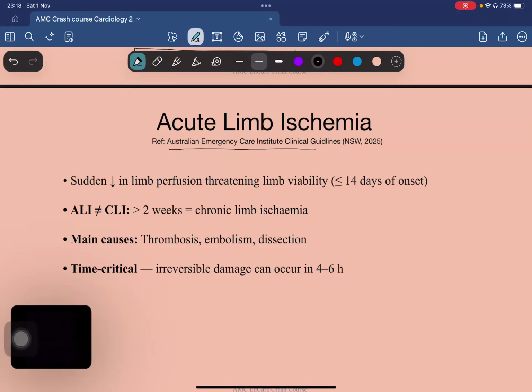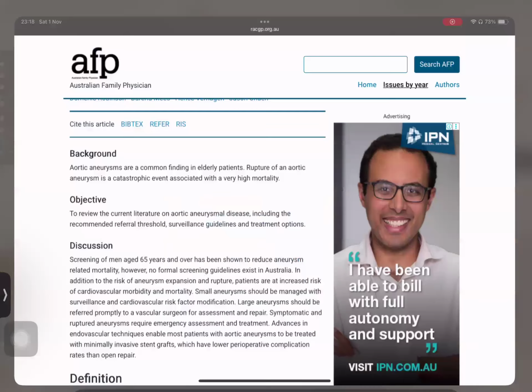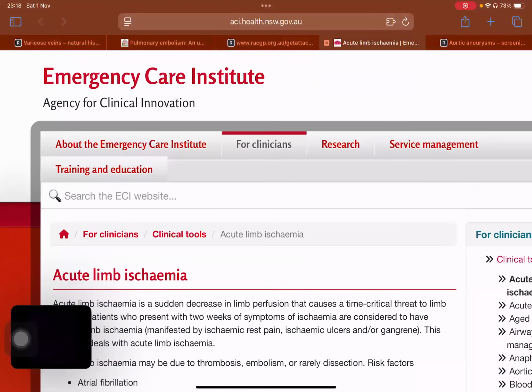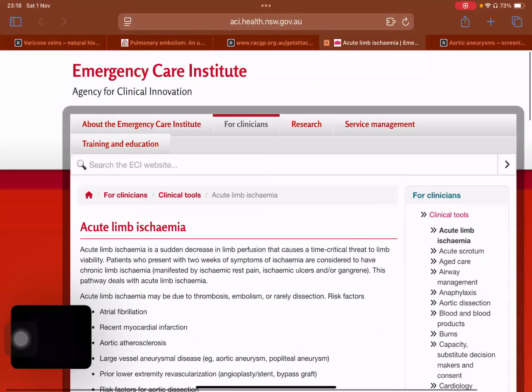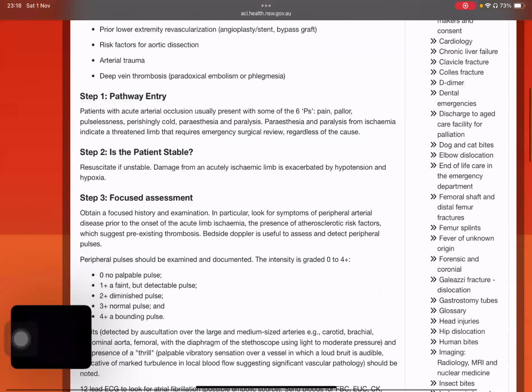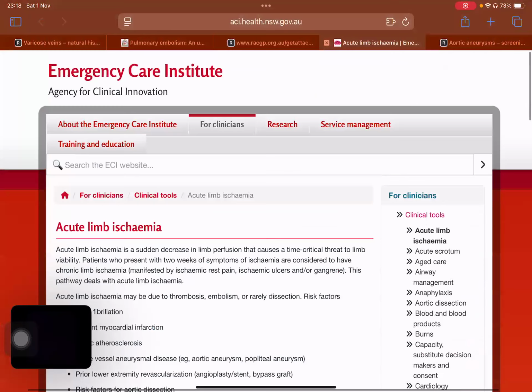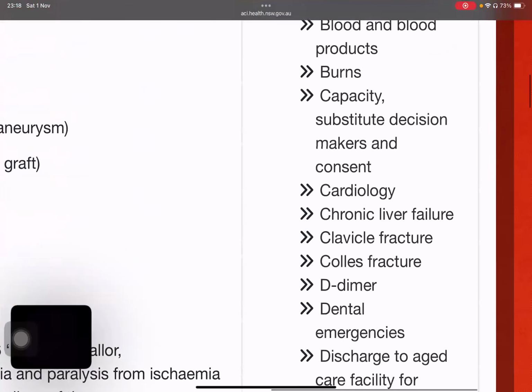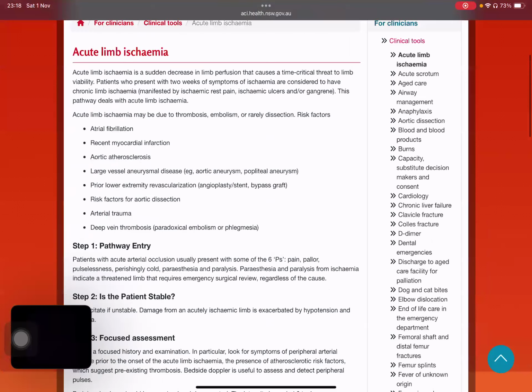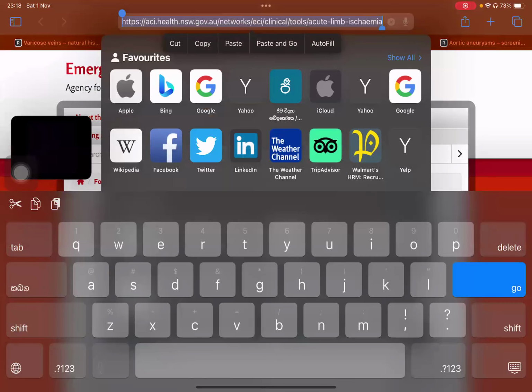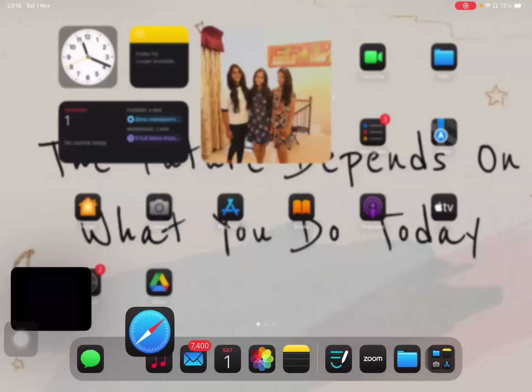So I'll just roughly show you the article as well, and I think it's better if I share it with you on the chat as well. So this is the one I followed. It's a pretty good article to read. It's very short and nice. And just know that this Emergency Care Institute also has so many other little topics that you could read. I think this is a good website to read things. So I'll just share it.